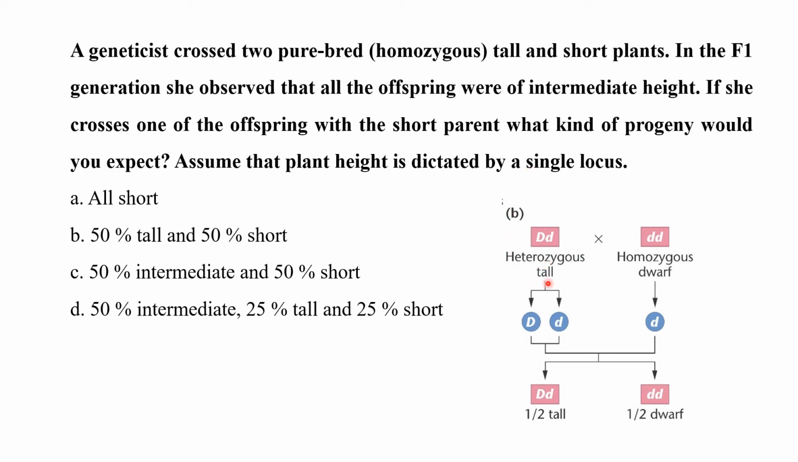that is heterozygous, is crossed with short parent, that is homozygous recessive, we get 50% heterozygous genotype, that is intermediate height, and 50% homozygous recessive. Such a cross is called a test cross. Thus, the option C is correct.